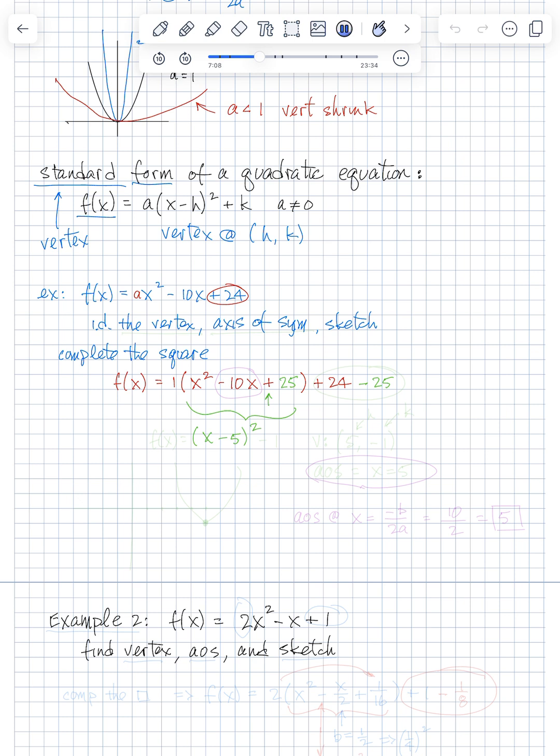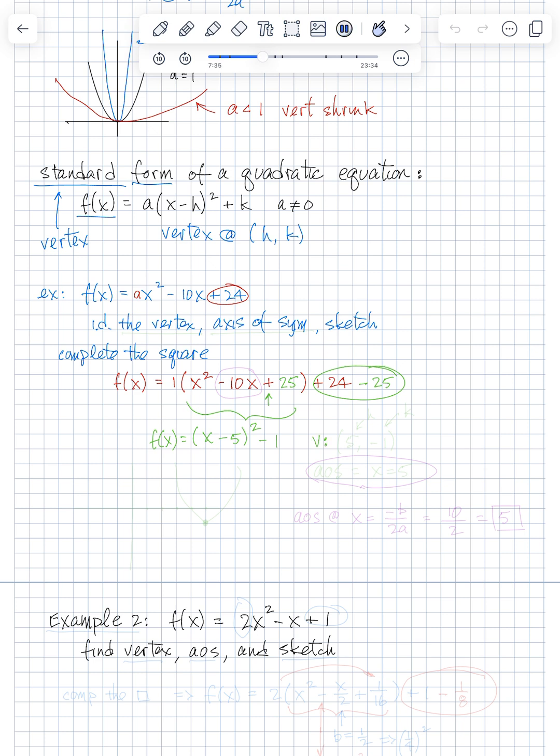And then we have plus 24 minus 25, so that's just a minus 1. So here's our standard form: f of x is equal to quantity x minus 5 squared minus 1. So we can look at that, and we know what the vertex is. So we can write that next.